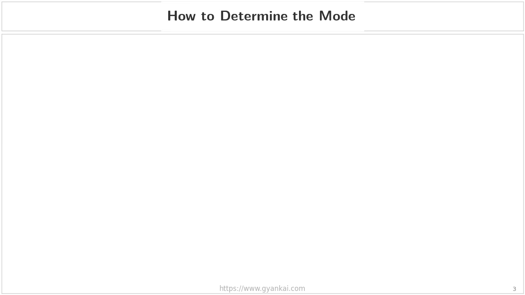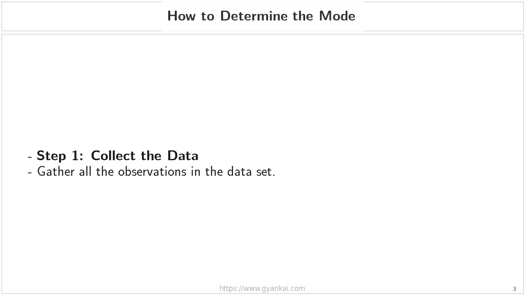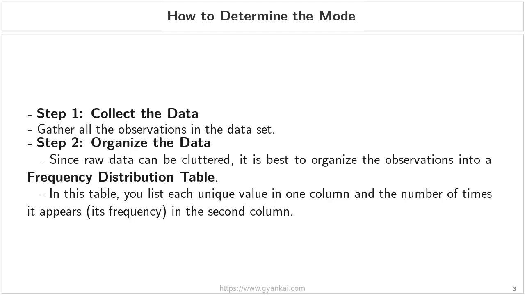How to determine the mode. Now that we understand that the mode represents the most frequent value in our data, let's walk through the actual process of how to find it. I'll break this down into 4 clear steps. First, step 1 is to collect the data. This is simply the starting point where you gather all your individual observations or measurements that make up your data set. Next, step 2 is to organize the data.